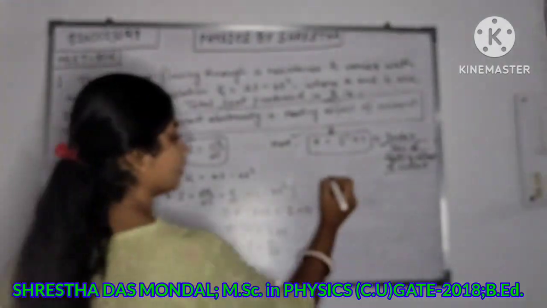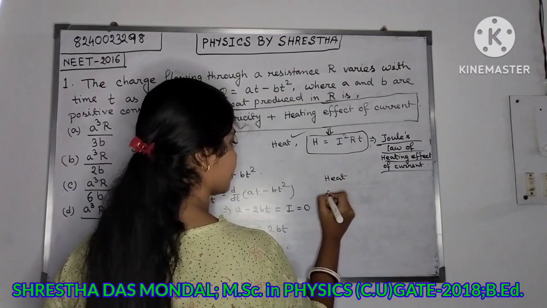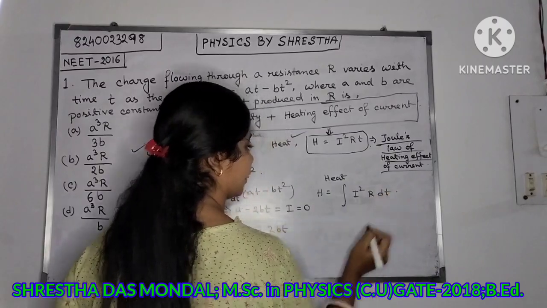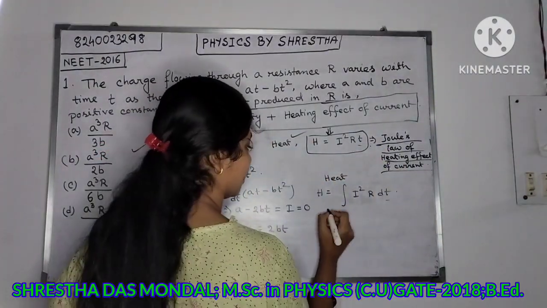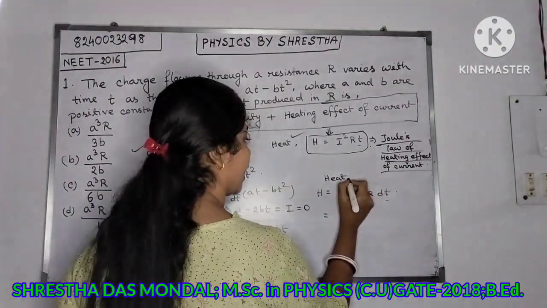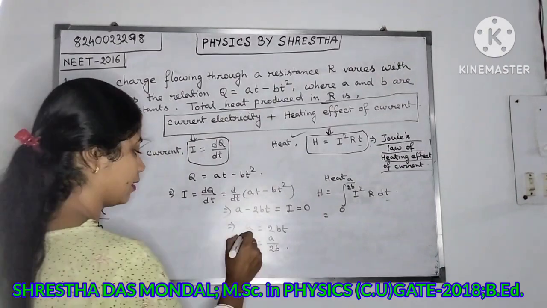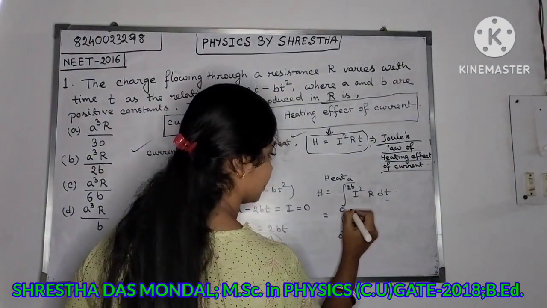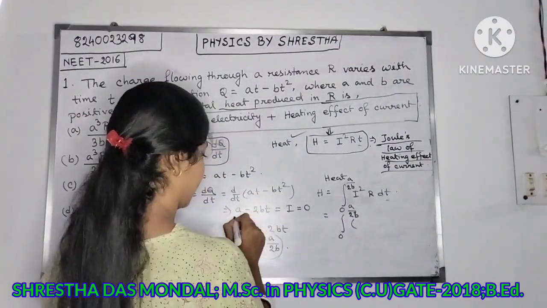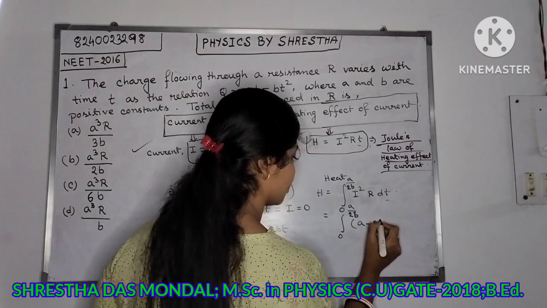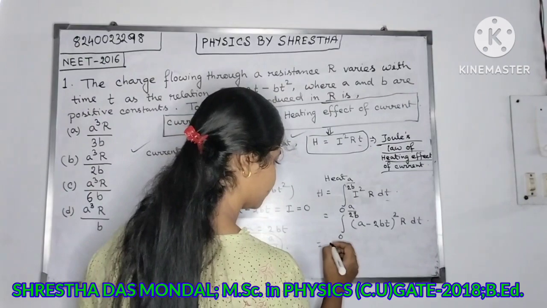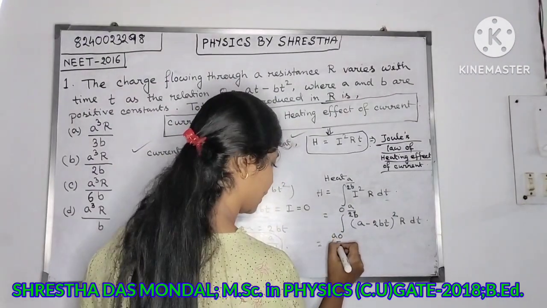Now the amount of heat H is equal to the integration of I² R dt. Here we take the time interval, so the lower limit of time is 0 and the upper limit of time is a/2b. Now integration from 0 to a/2b, the expression for I is a - 2bt, whole square, into R dt.